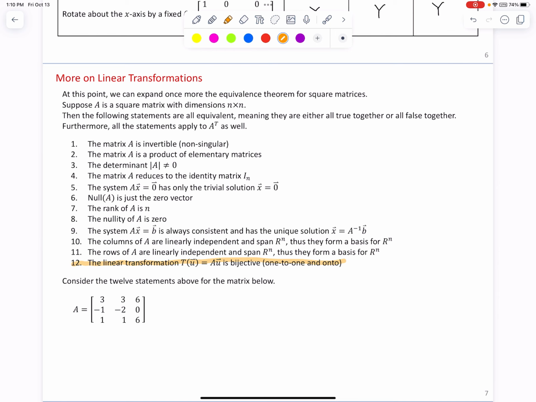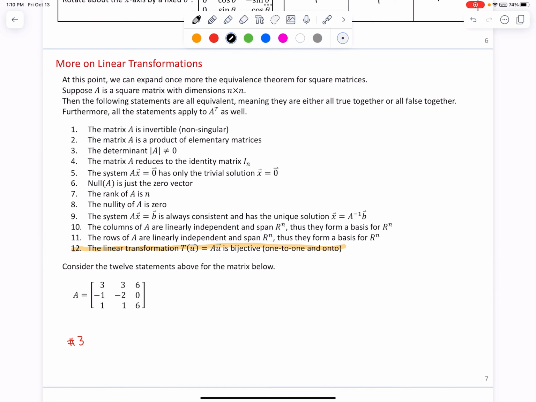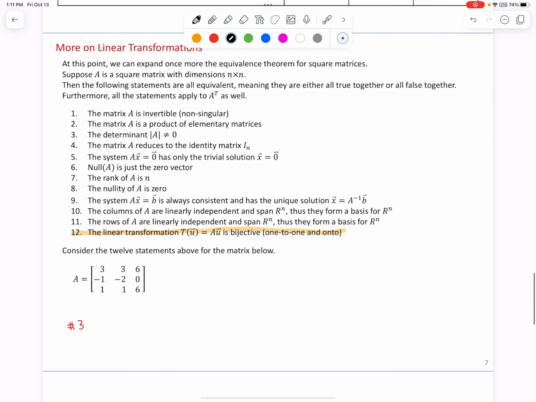So we have some matrix A, it is square. It's easiest first to go to statement 3 and just calculate the determinant of the square matrix. If we do that in this case, we get negative 12, which is a non-zero determinant, which means that statement 3 is true. That means all 12 of these statements are true with it. So let's see how statement 12 flows from some of the other statements.